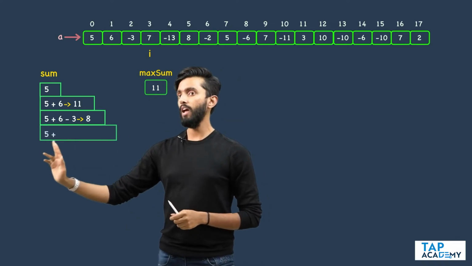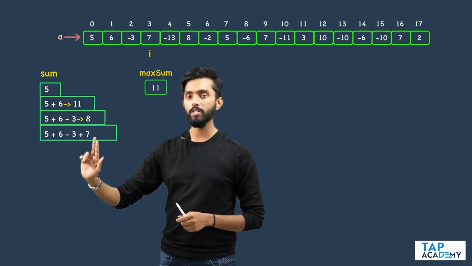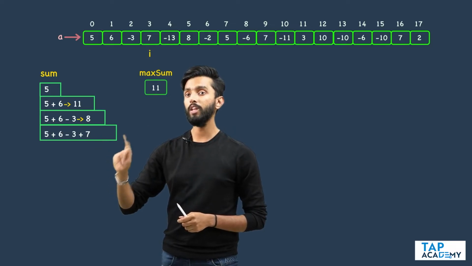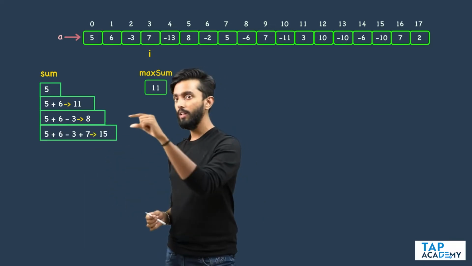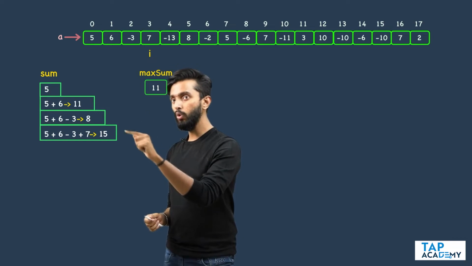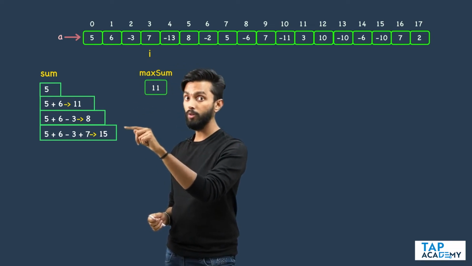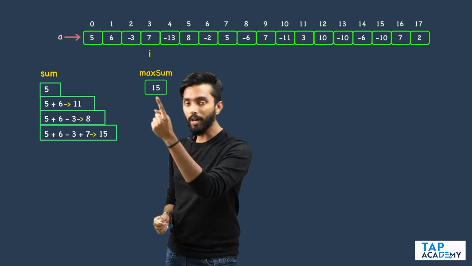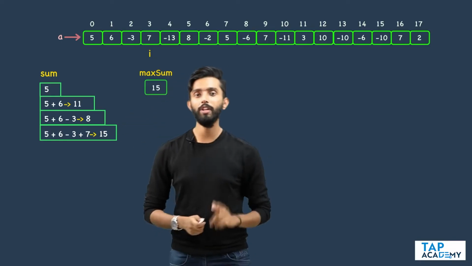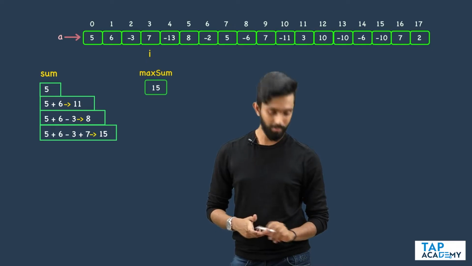And hence, 5 plus 6 minus 3 plus 7. How much will you get? 15. I hope you are able to understand. That is the new sum you got. Is the new sum greater than the max sum? Max sum was 11, new sum is 15. So, obviously, you have got a larger sum. Update max sum. Max sum becomes 15. Any confusion till this point of time?